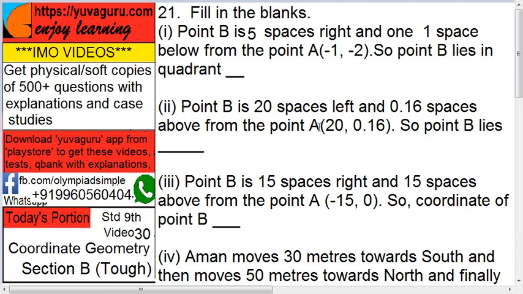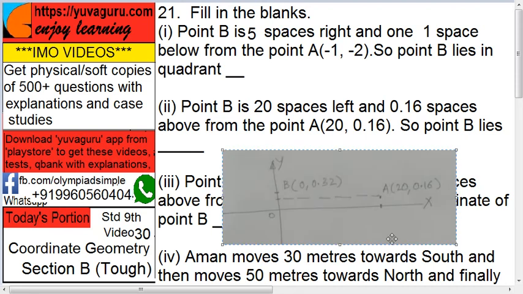Second one: point B is 20 spaces left and 0.16 spaces above the point A. The coordinates of point A are given: 20 and 0.16. So where does the point B lie? See this, point A is (20, 0.16). So 20 on the x-axis and 0.16 on the y-axis. So just a little bit above the x-axis.